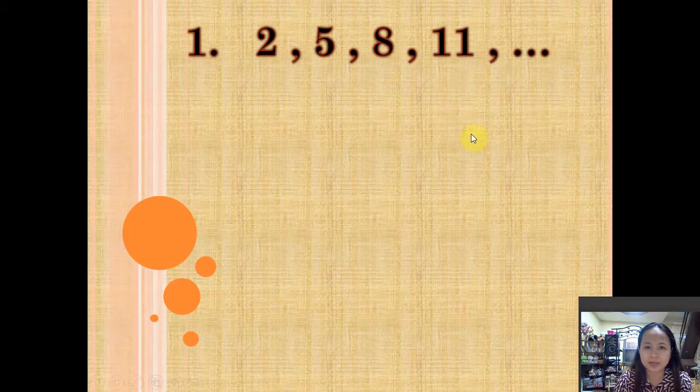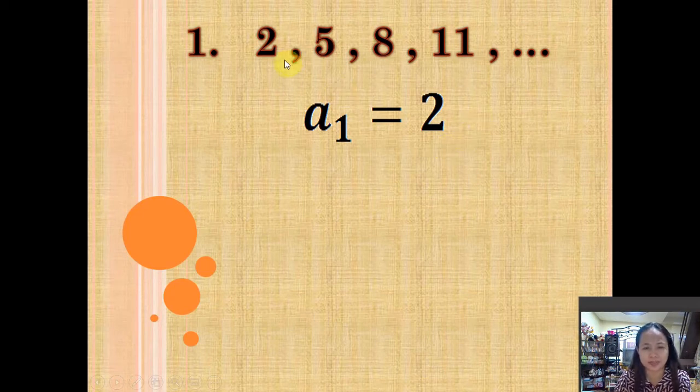What do you think is our first term? That is 2. Okay, as easy as that. We will only look for the first term. The first one is always the first term, of course. So our first term here is 2. Now, the common difference is 3. How did we get 3? That is 5 minus 2, that's 3. 8 minus 5, that's 3. 11 minus 8, that is also 3. So therefore, the common difference is 3.